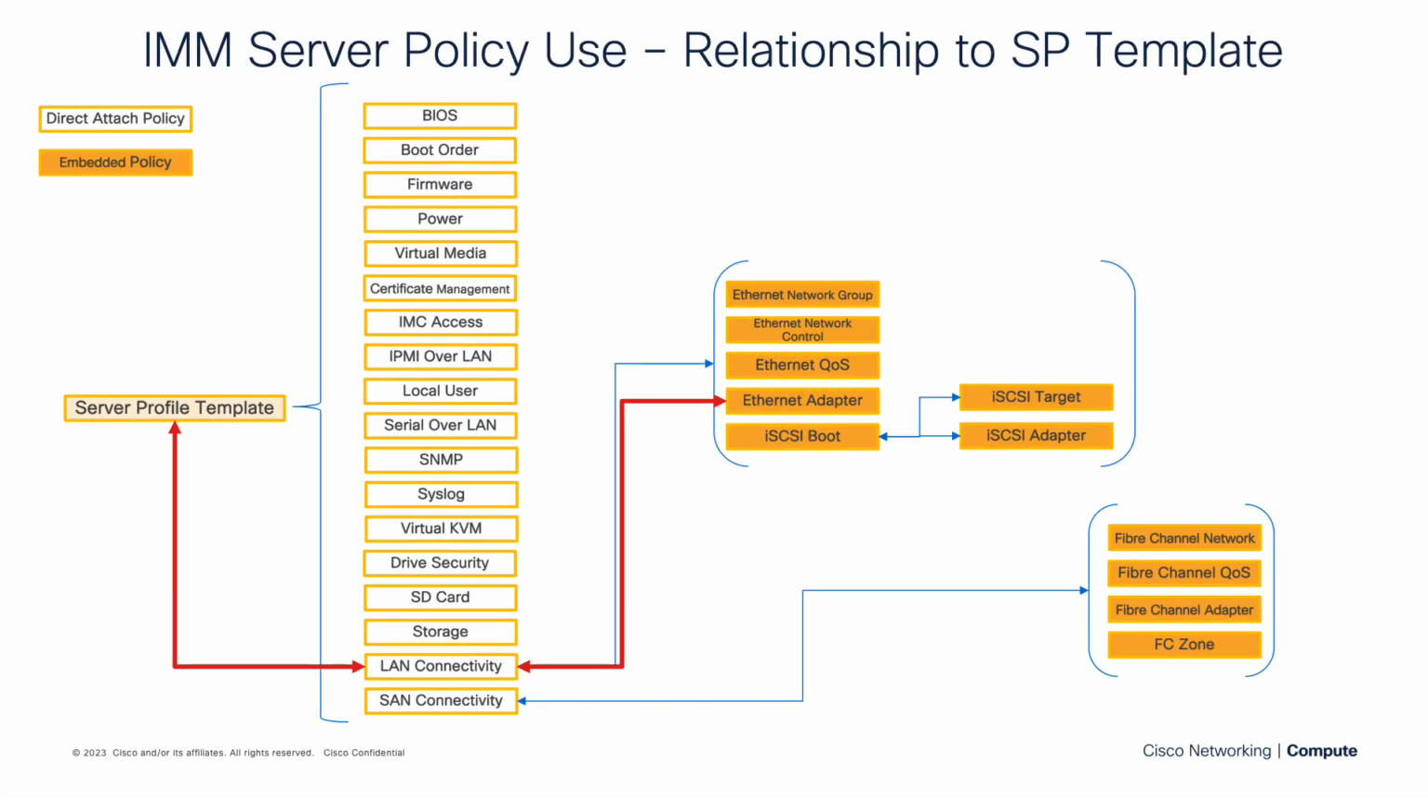And as with all IMM Expert Series videos, I like to include a graphic to show how the policy is used by the server profile template. If you see the server profile template on the left, and we go down to the LAN connectivity policy, and then from that LAN connectivity policy, we see the Ethernet adapter policy. So it is indeed an embedded policy. So the LAN connectivity policy is the place where you will attach the Ethernet adapter policy for each and every VNIC that you craft in your LAN connectivity policy.